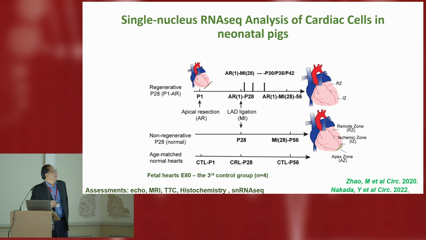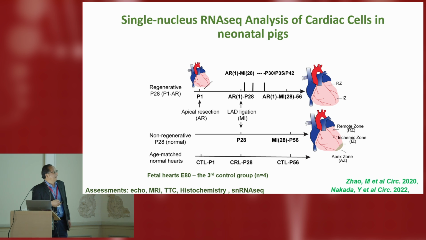We will have the scar. And finally, this is the study group, the diamond of the study. That's the regenerative heart, we call it regenerative heart. They have a double injury: P1 apex resection and P28 AOD ligation, and then we follow up 4 more weeks and explant the heart at P56. And in a subgroup of animals, 2 days, 7 days, 14 days after the AOD ligation, we explant the heart to see the early phase after AOD ligation of this double injury model, if there's a scar.